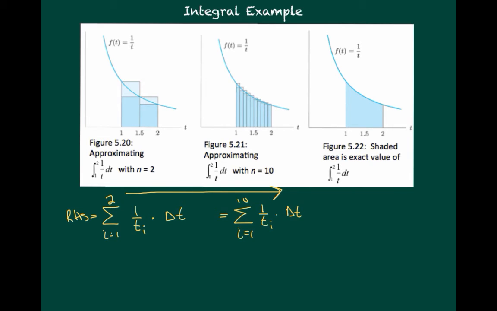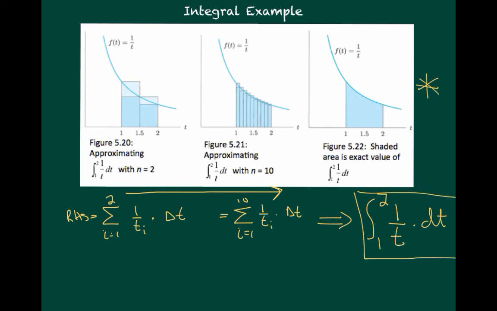Well, finally, as I take the limit, I get to this last picture on the right, where I no longer have left-hand or right-hand rectangles. I just have the integral. And the integral is going to start at t equals 1. It's going to finish at t equals 2. The curve is 1 over t times delta t. I'm sorry, but in the integral we call it dt. So that's how we write out an integral instead of sigma notation.